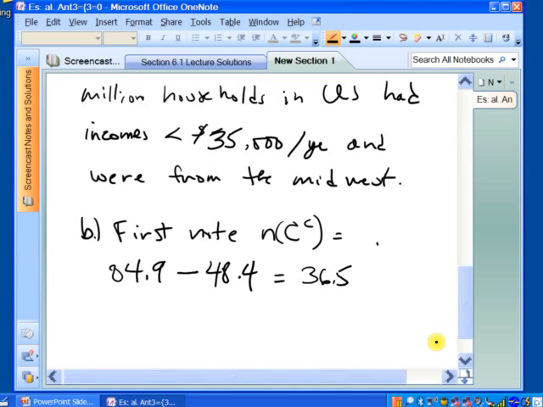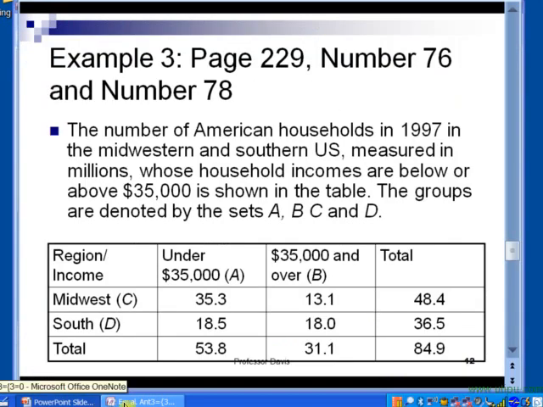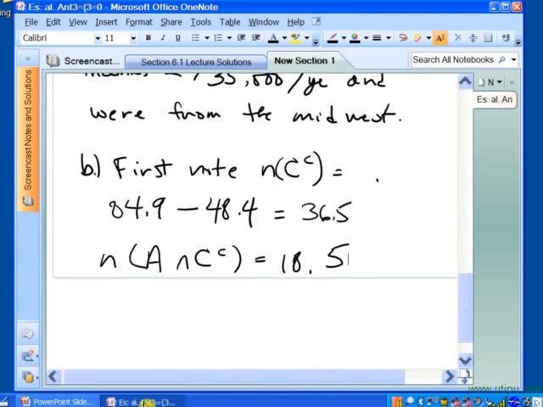So if we look down the column of data associated with set A, we see that the cardinality of A intersect C complement is 18.5. All right, so let's look at that again. They're in D because they're not in C, and they're in column A, so that number ends up being 18.5.